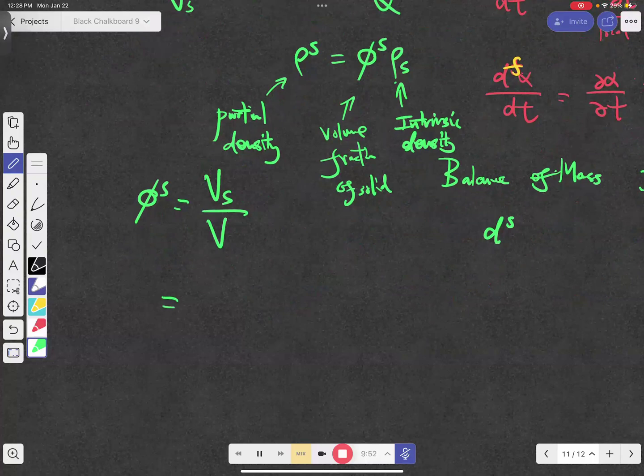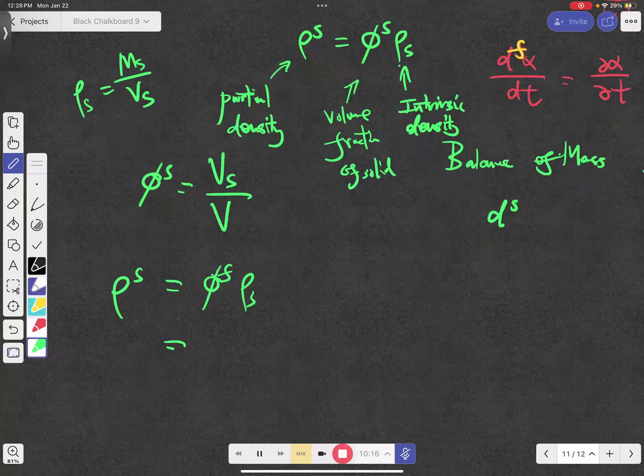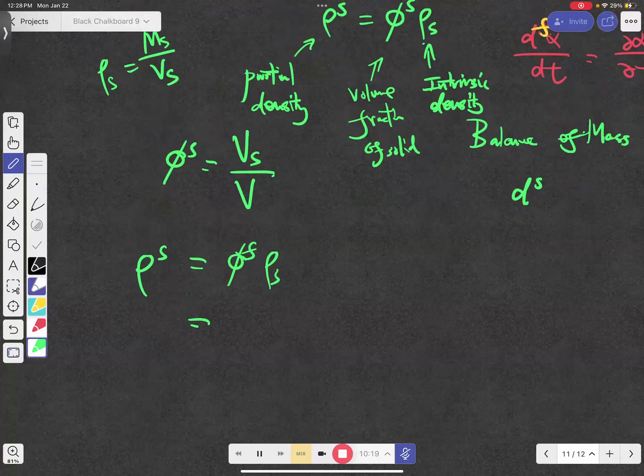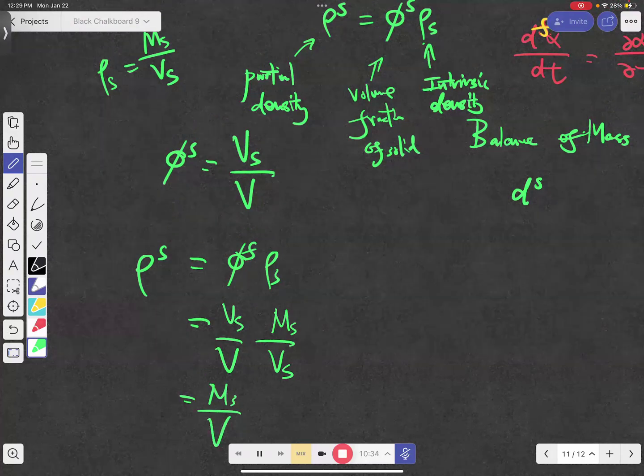So rho subscript S is related to ms divided by Vs. Now the partial density is related to the volume fraction of the solid times the intrinsic density, which, if I write it out, is ms divided by Vs times Vs divided by V. So what we have is ms divided by V. Okay, does that make sense?